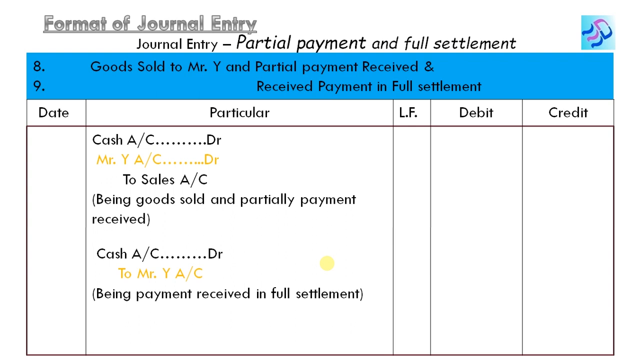And after some days, he will return you the cash. In this case, you will receive the money, so the accounting entry will be cash account debit to Mr. Y account. The Y account is in credit side because in the second case he is the giver to us.